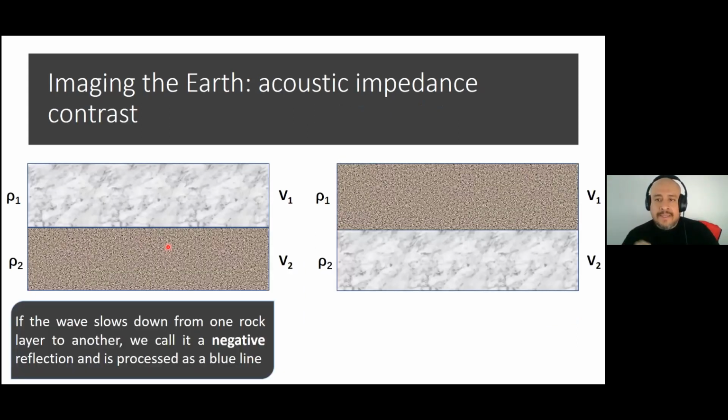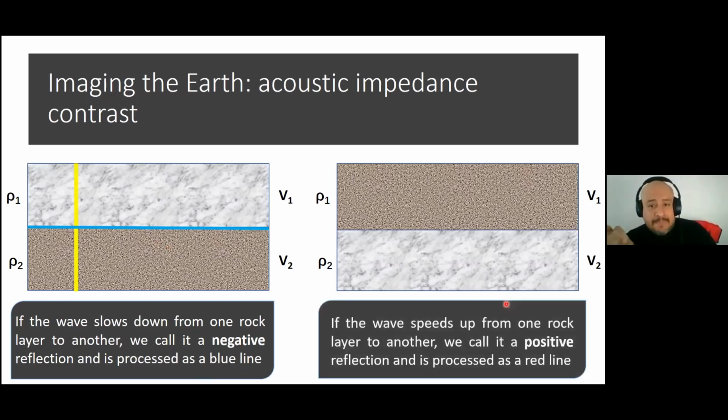Now we're going to talk about what tells us if they are in a different position. For instance, in this case, if the wave slows down from one rock layer to another, we call this a negative reflection, and we can show it as a blue line, okay? If the wave speeds up from one rock to another, we call it a positive reflection, and it's going to be processed as a red line, okay?